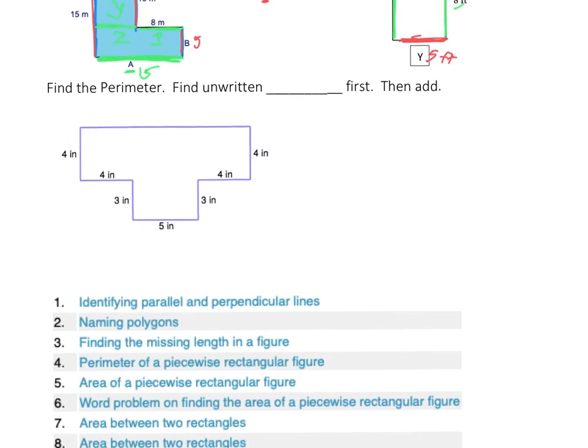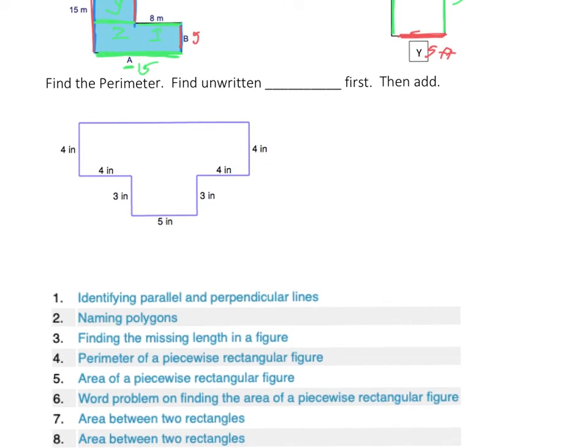So now let's find the whole perimeter of this next shape. The first thing you want to do is find all the unwritten sides. Okay, so if we look at all the sides of this shape, so far we have 4 plus 4 plus 3 plus 5 plus 3 plus 4 plus 4 plus this long one. So we need to find that missing side length like we did above.